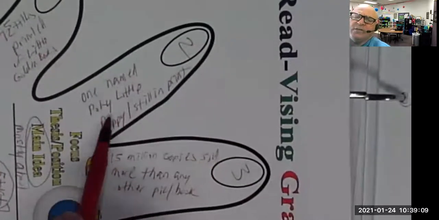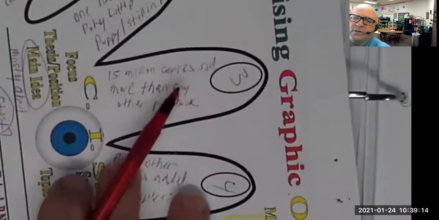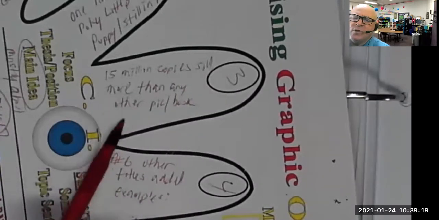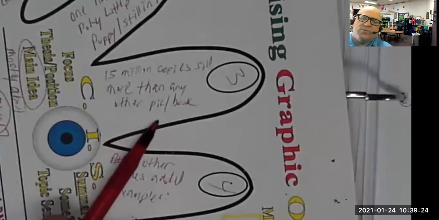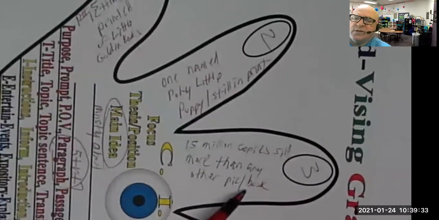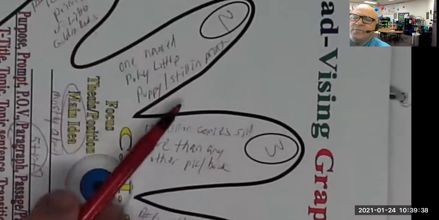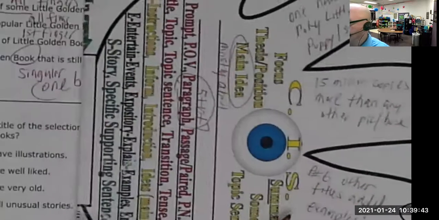Still in paragraph 5, one was named The Pokey Little Puppy, and it's still in print. The little main idea. 15 million copies are sold, more than any other picture book. And I'm imagining they're talking about any picture book in history, because it didn't really say just from the Golden Books series, because there's lots of picture books in the world. So all of that, keep that in mind, was only about paragraph 5.